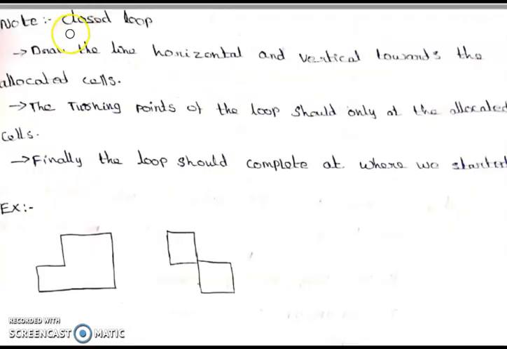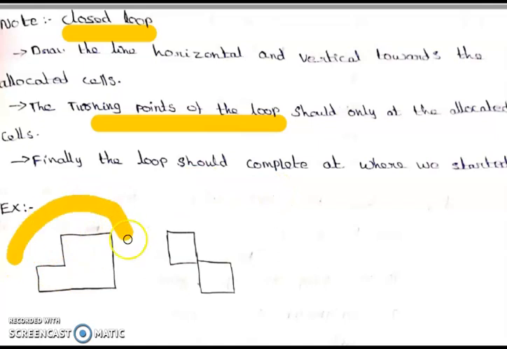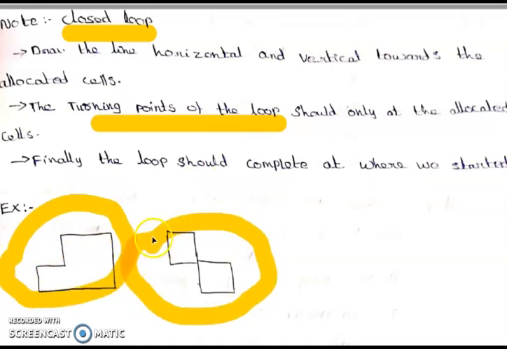How to draw the closed loop? Draw the line horizontally and vertically towards the allocated cells. We can draw the line either horizontally or vertically towards an allocated cell. The turning point of this loop should be only at an allocated cell. Finally, the loop should be complete where we started. For example, we can use this way of closed loop or this way of closed loop. The starting point will be an allocated cell, and the ending point will be an allocated cell.